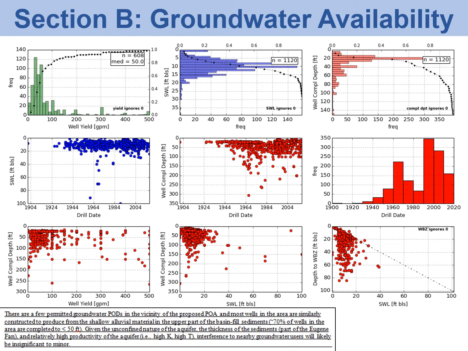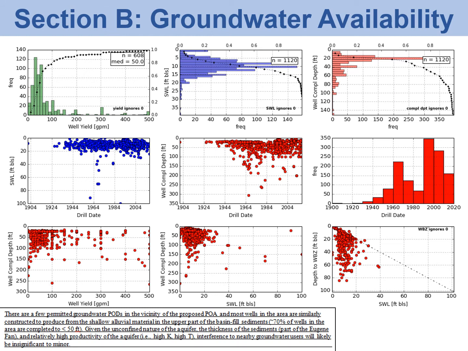So these are summary plots of data from well logs, in this case within a few square miles of the proposed points of appropriation. For example, if we want to know where wells are generally completed in this area, we would look to the upper right plot that shows well completion depth on the y-axis and frequency, or how many wells are completed at a particular depth. Here we can see that dominantly most wells are shallow. They're in the 20 to 40 foot range. So we can tell that this alluvial aquifer is the dominant aquifer in the area.